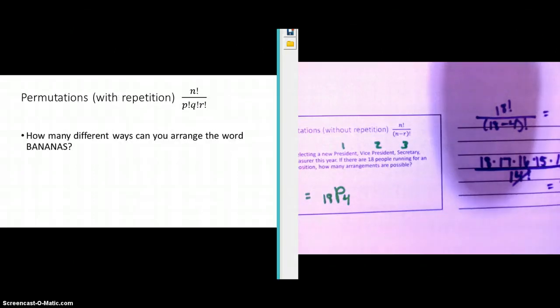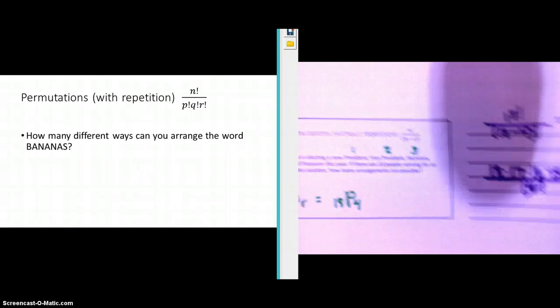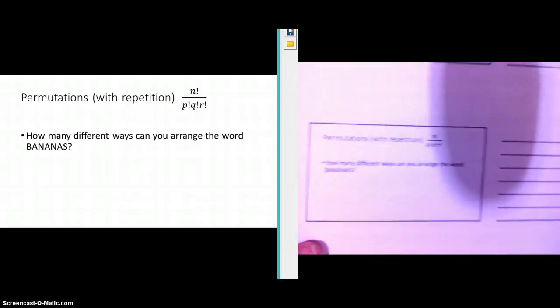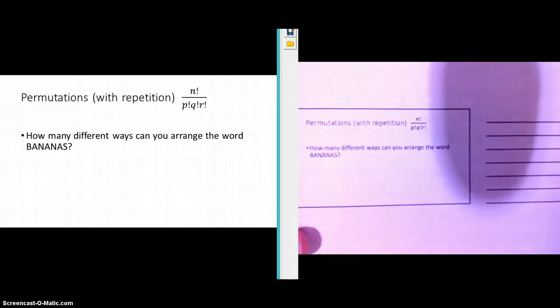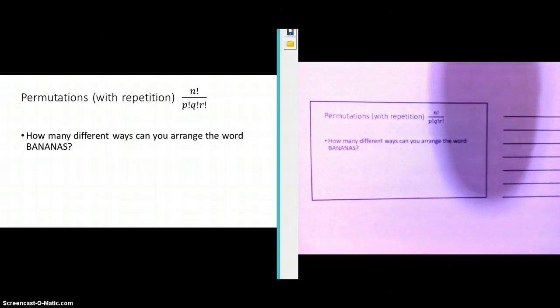Next we do permutation with repetition. Our equation for this one is n factorial over p factorial, q factorial, and r factorial. P, q, and r simply represent the number of letters that are being repeated, or the number of digits or anything we're using that is being repeated. So in this example, we're doing how many different ways can you rearrange the word bananas?